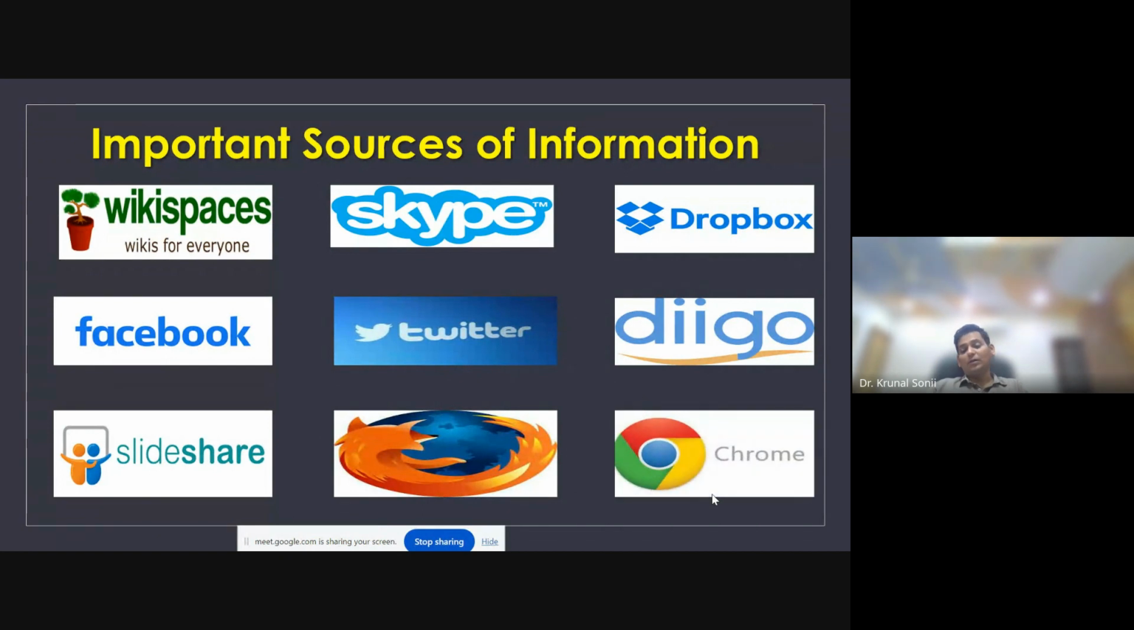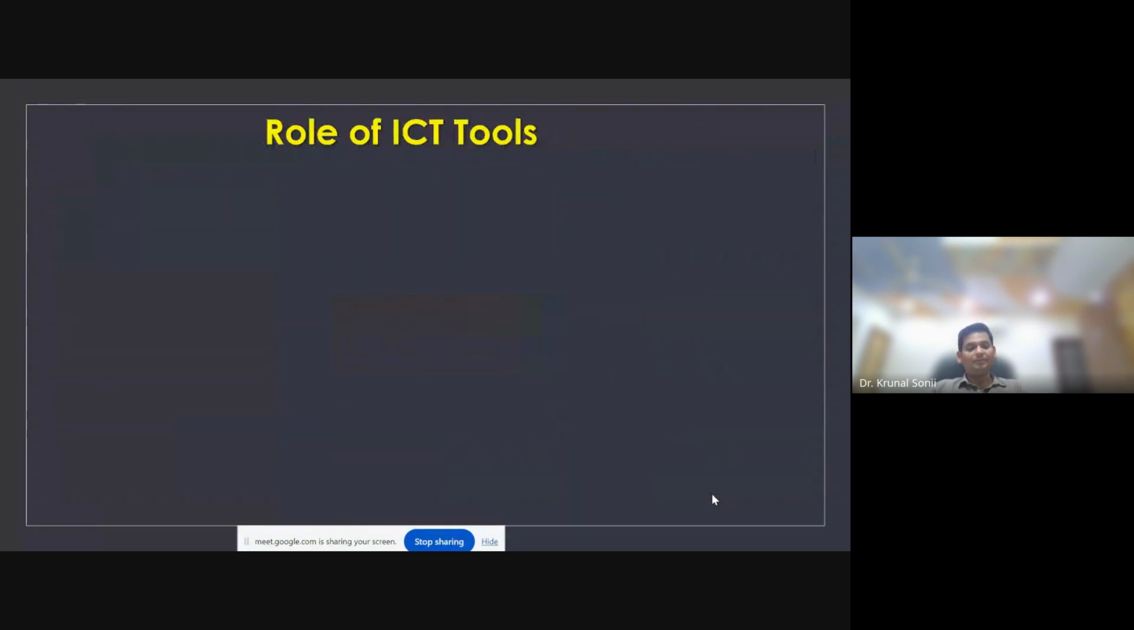Then after that, Google Chrome, right? Hardly any person does not know this. So Google Chrome is one of the search engines as a part of ICT tools. Now we have to understand what is the role of ICT tools out of this entire discussion, right? Why are we discussing the role of ICT tools in the teaching-learning process, in quality teaching in higher education? So it's a ray of hope in this pandemic.